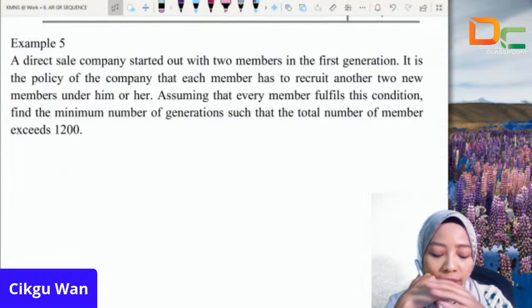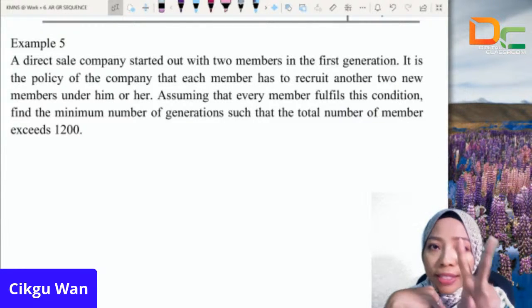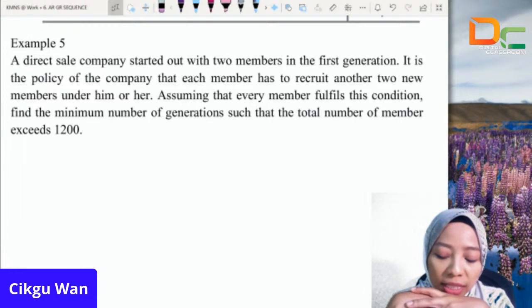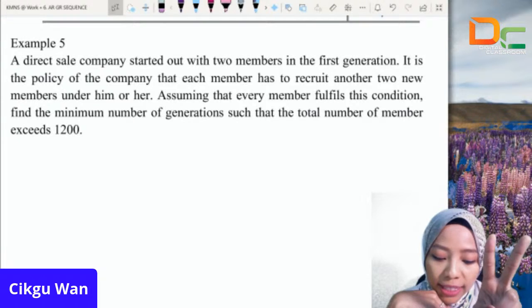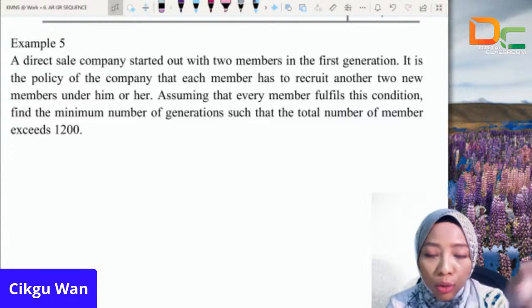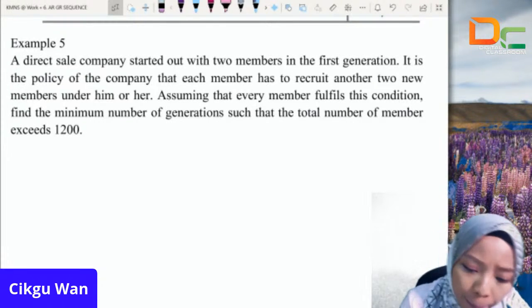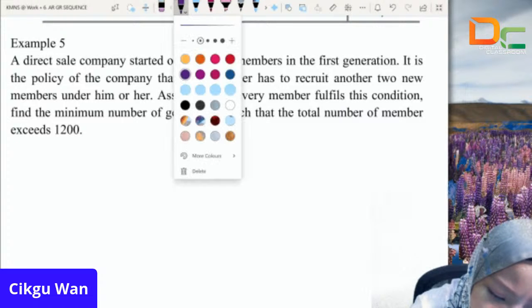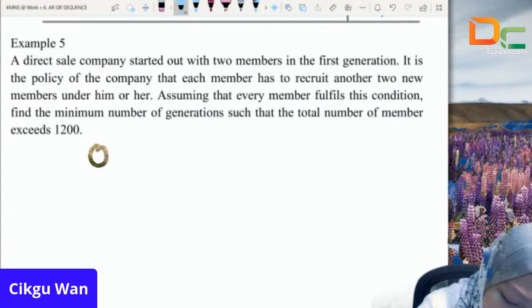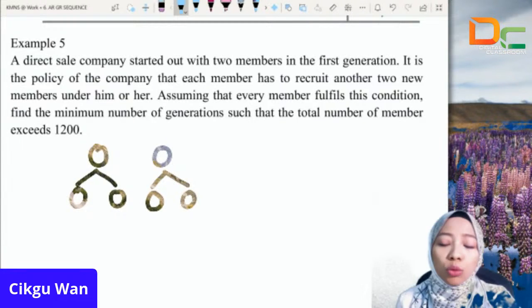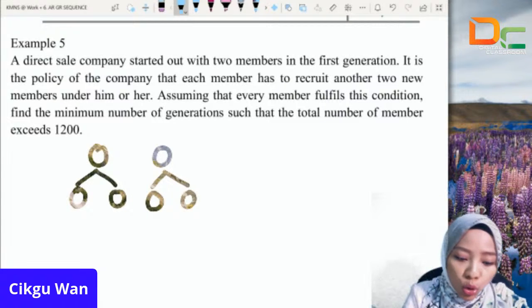Okay, let's read together. A direct sale company started out with 2 members. In the first generation, ni MLM, Shaklee, cari orang-orang bawah kan. It is the policy of the company that each member has to recruit another 2 new members under him. Tak payah ramai, 2 je. 2 cari 2, 2 cari 2. So dia akan jadi berkembang lah. Let's draw so that you get the whole picture, ya. Itulah rupa dia.